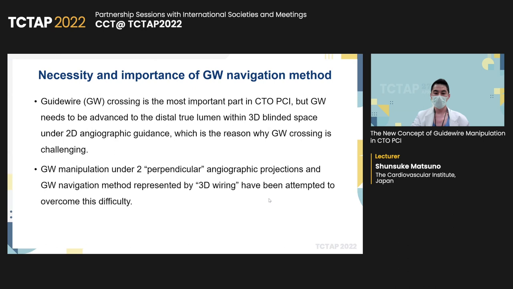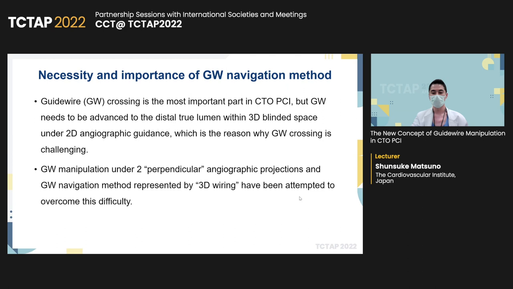Guide wire crossing is the most important part in CTO PCI, of course, but the guide wire needs to be advanced to the distal true lumen within a 3D blinded space under 2D angiographic guidance, which is the reason why guide wire crossing is very challenging. Guide wire manipulation under two perpendicular angiographic projections and guide wire navigation methods represented by the 3D wiring method have been attempted to overcome this difficulty.